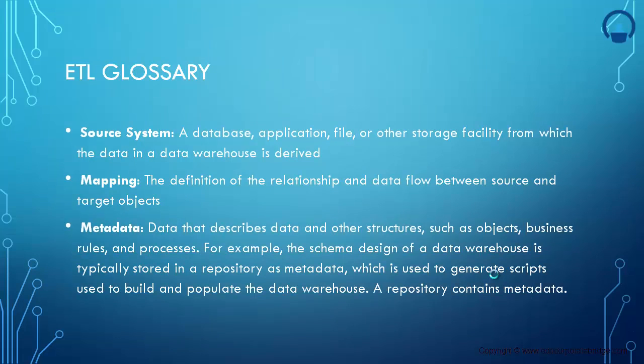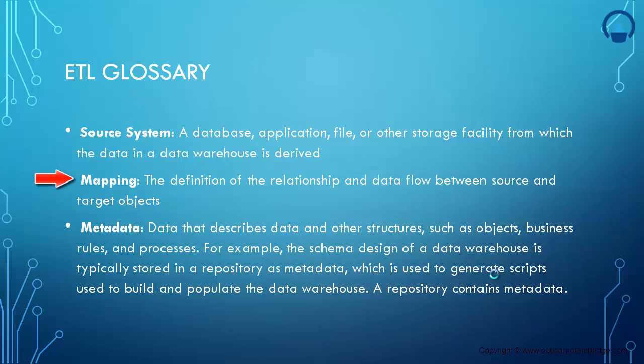ETL glossary. We should know a few terms to know about Informatica. These terms will be used very frequently in Informatica. The first term is source system. The word source explains what a source system is: where data is obtained from. It can be any database, any application, any file, or any storage system where data is present. Anything can act as a source system in a data warehouse from where we obtain data.